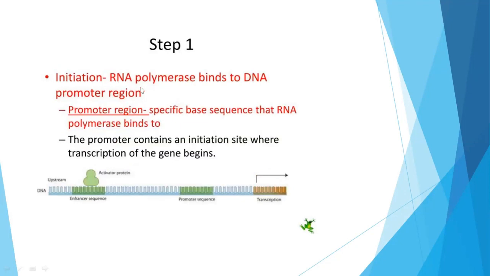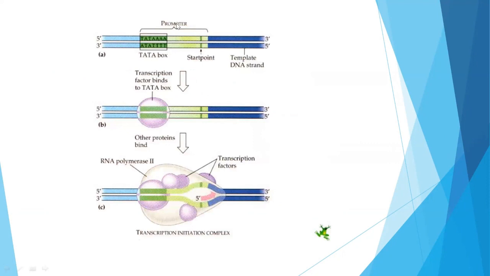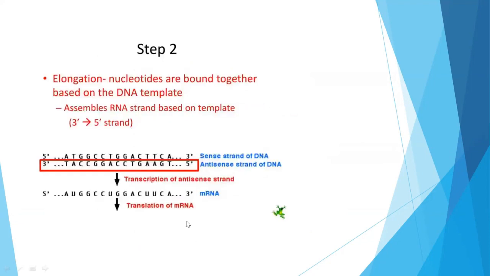Step one is initiation, where RNA polymerase binds to the DNA promoter region. What is a promoter region? It is a specific base sequence that RNA polymerase binds to. The promoter contains an initiation site where transcription of the gene begins. Now you can see this is the promoter region. The transcription factor binds to the TATA box containing the TATA sequence, and then the RNA polymerase binds here, the transcription factors bind here, and then the transcription initiation complex is formed.